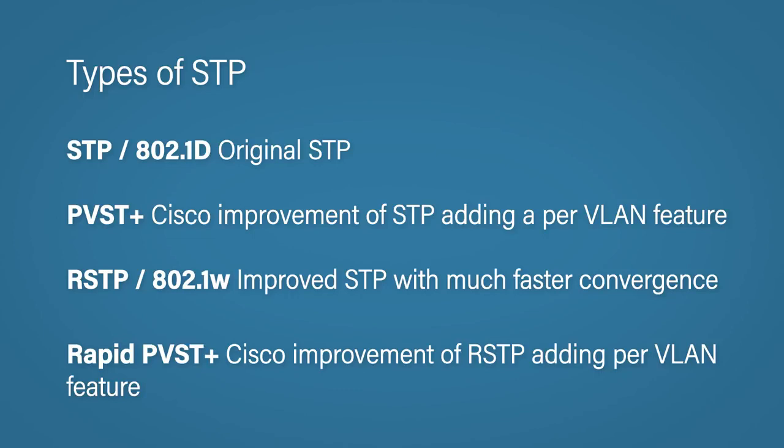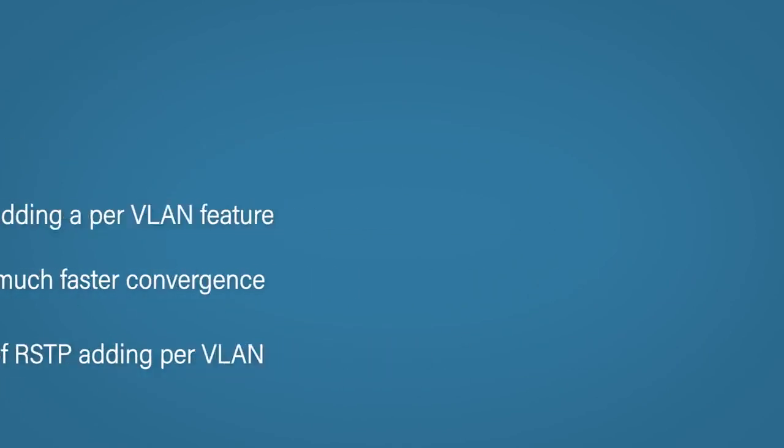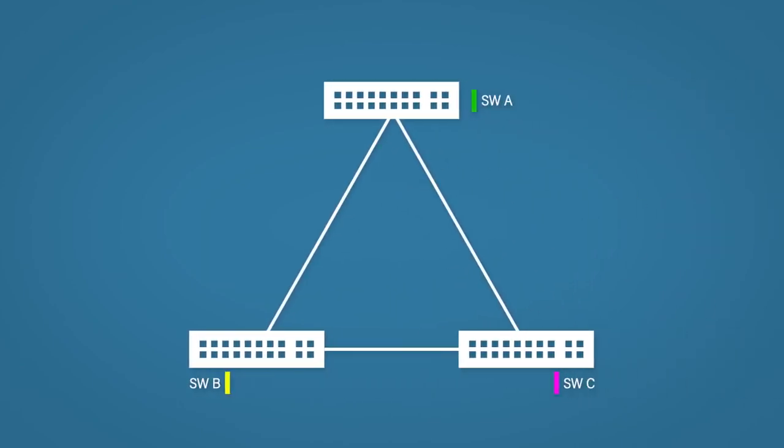So what actually is STP? STP is a feature used to prevent loops when using redundant switches. For example, we have 3 switches. They are all linked together, and without STP, a loop could form, causing a number of problems. Now we'll take a look at some loops and the problems they cause.